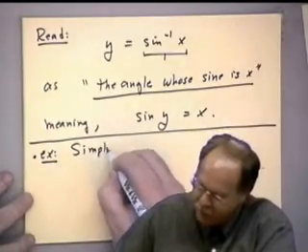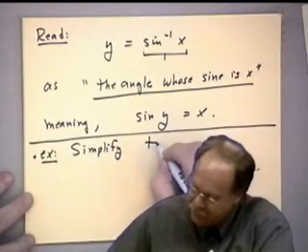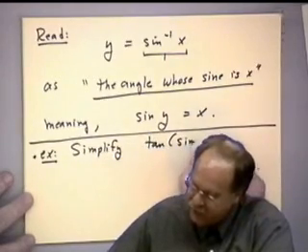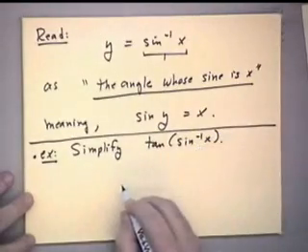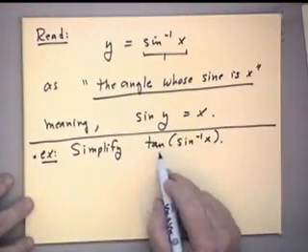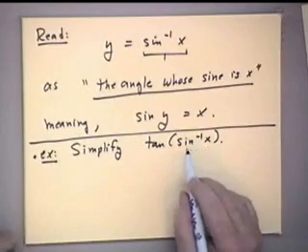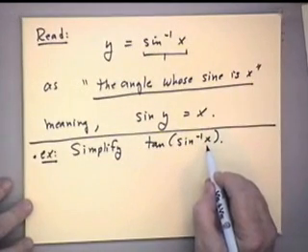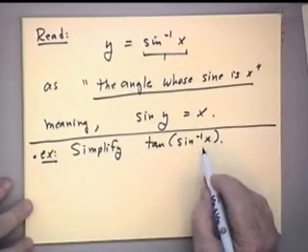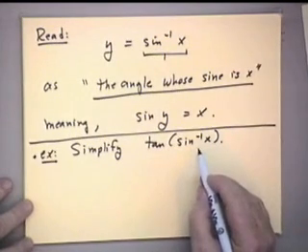If someone gives you this problem and says, simplify the following, the tangent of sine inverse of x. Now this looks complicated and it looks unexpected. But if you remember that sine inverse of x is a representation of an angle, this makes perfect sense. Now how would you make sense of this?